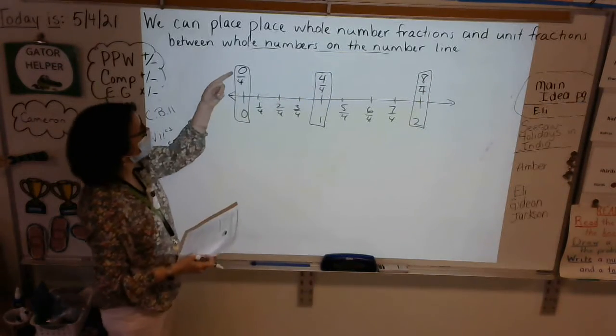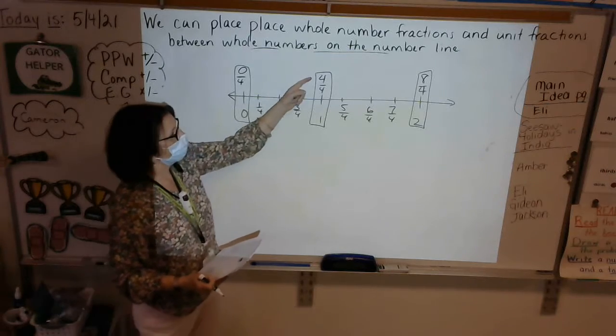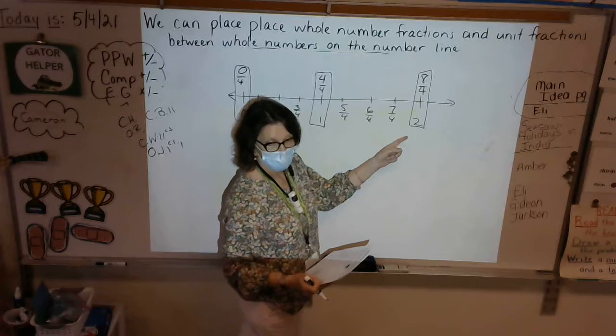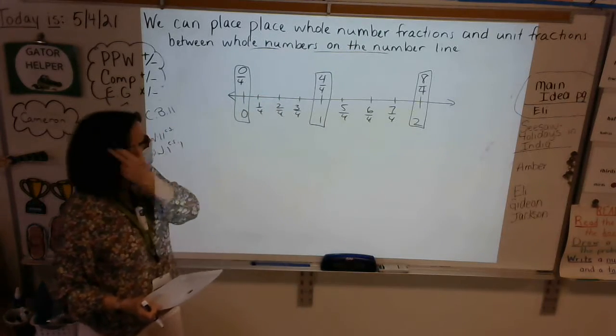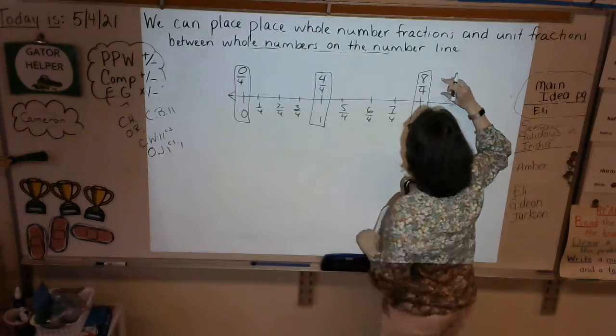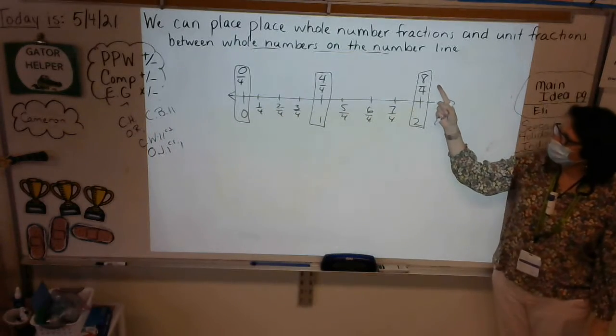I can divide. 0 divided by 4 equals 0. 4 divided by 4 equals 1. 8 divided by 4 equals 2. Val, hands at the desk, please. Okay, now I'm going to ask you, let's count backwards, okay? So we'll start with 8 fourths and go ahead and count, class. 8 fourths.